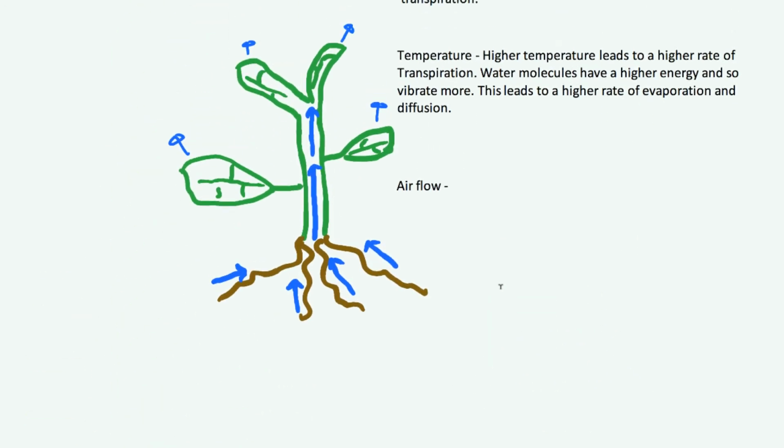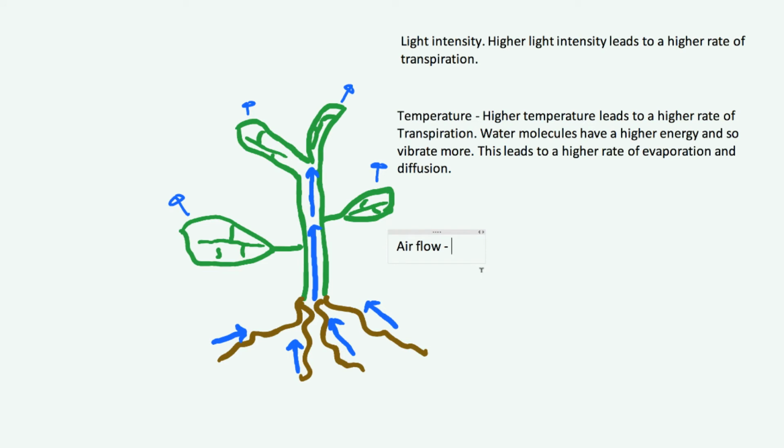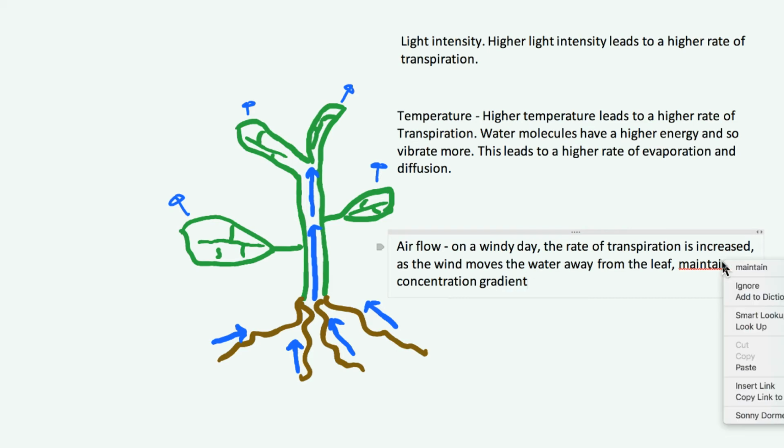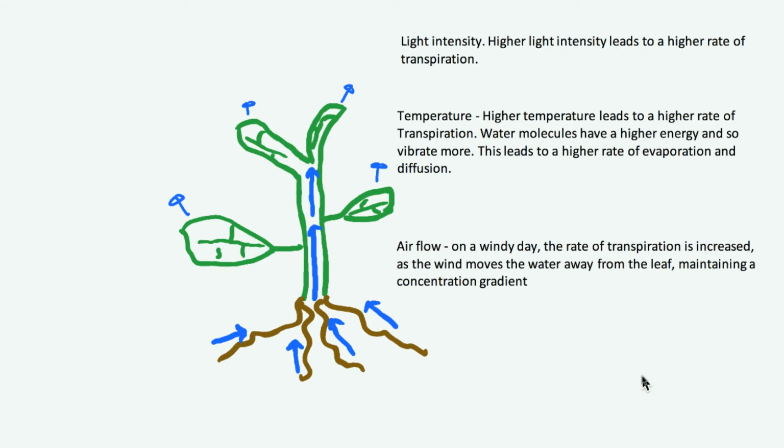Okay, so it's all to do with concentration gradients. So I'm just going to say that on a windy day, the rate of transpiration is increased as the wind moves the water away from the leaf, maintaining a concentration gradient. Okay, maintaining. There we go.